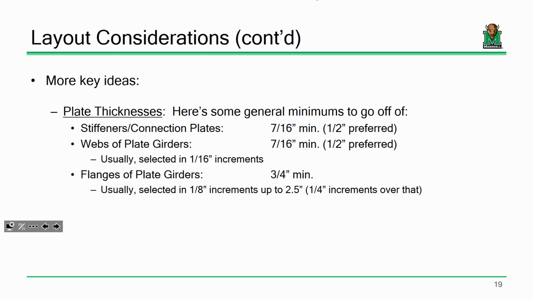Okay. Some other key ideas, plate thicknesses. Here's some minimums to go off of. Stiffeners and connection plates don't go lower than 7/16 of an inch, and 1/2 of an inch is preferred. 1/2 inch, you're going to find 1/2 inch plate all day, every day, okay?